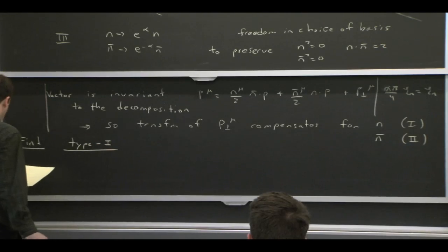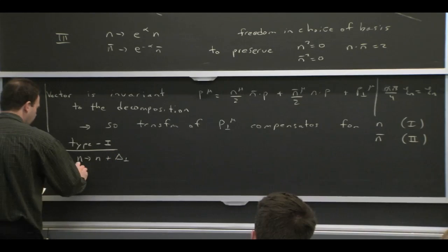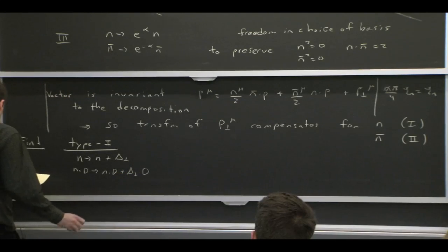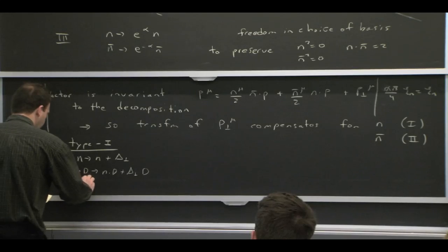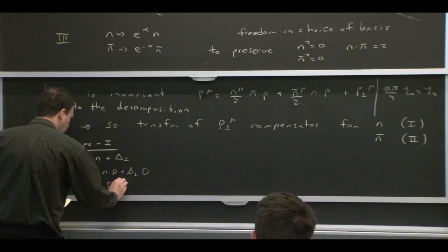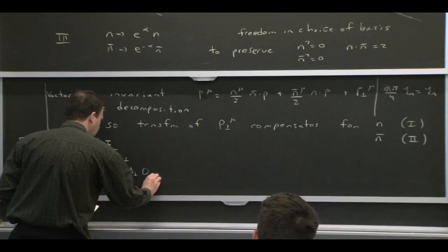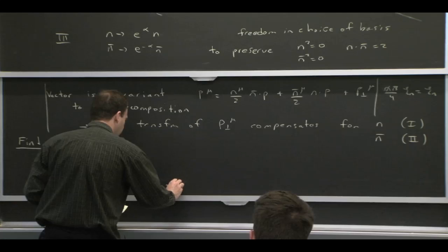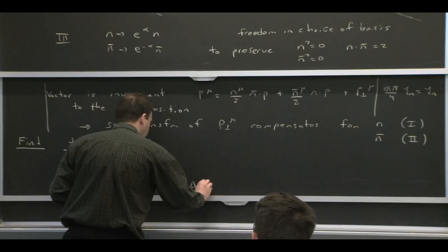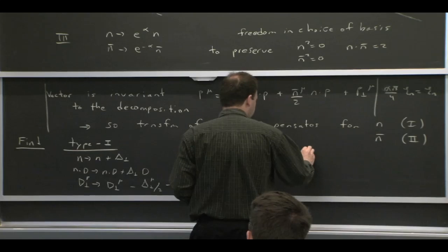So let's summarize first type 1. So type 1 was n goes to n plus delta perp. So if you have something like n dot d, that goes to n dot d plus delta perp dot d. There's a transformation of p perp or d perp. Let me write it as d perp. This is really for any vector. Which has to compensate for the transformation of the n in the way I described. There's a transformation like that. The n bar component under type 1 does not transform.